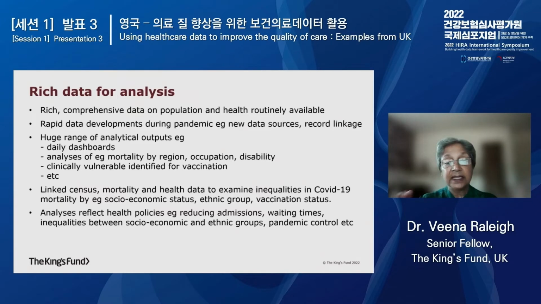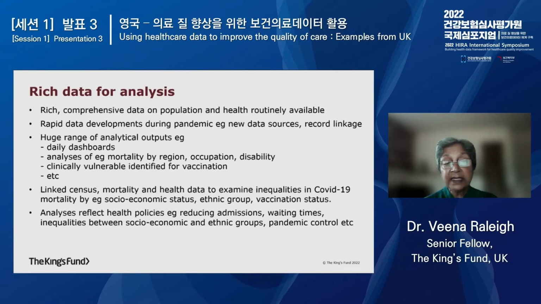We were able to analyze differences in hospital admission and mortality by socioeconomic status, by ethnic group, and so on. By vaccination status, we could measure the differences in mortality between those who've been vaccinated and those who haven't, for example. We also, at the time of the pandemic, introduced new regulations which included greater sharing of data across different agencies. So we were able to share data and also link between different health data sets.